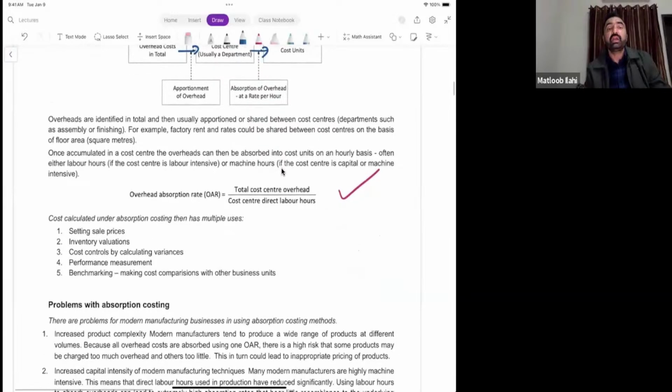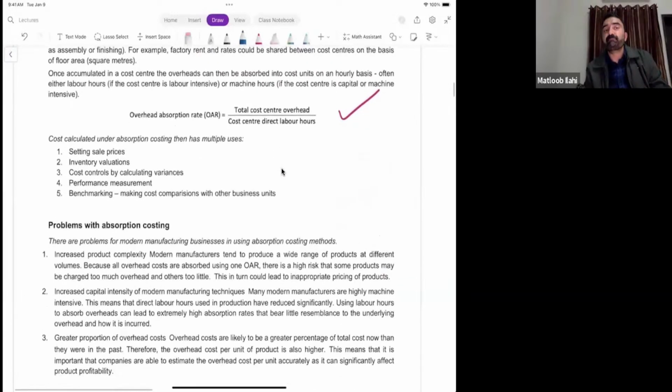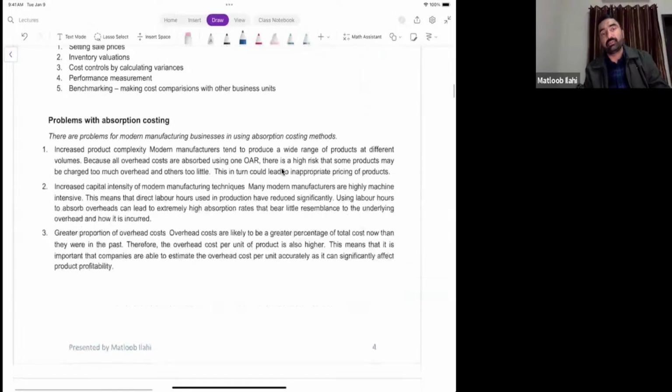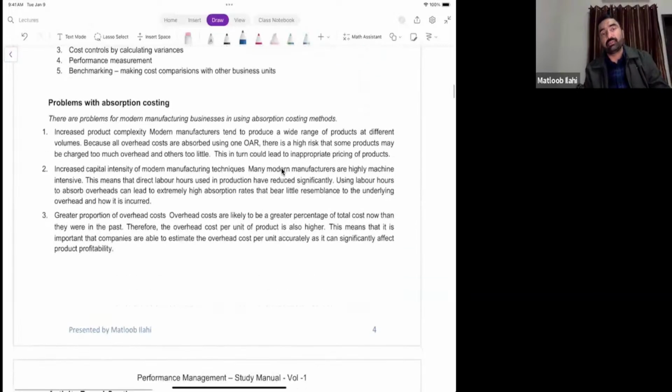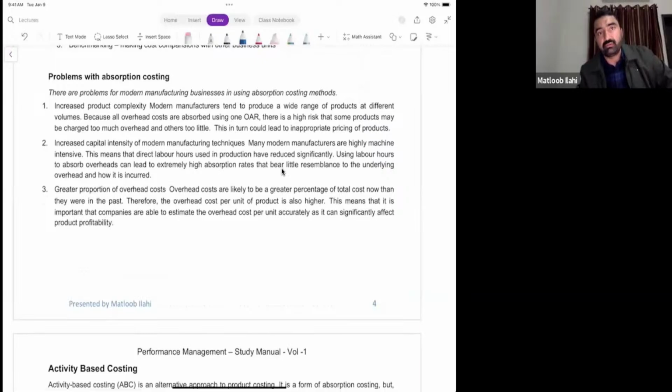Next now, what are the problems with traditional absorption costing? There are various problems with traditional absorption costing when it is applied to modern manufacturing. Number one, increased product complexity. Today products are more complex in comparison to the last century. So here the single rate might not work.